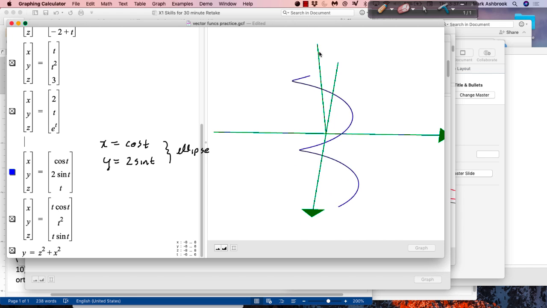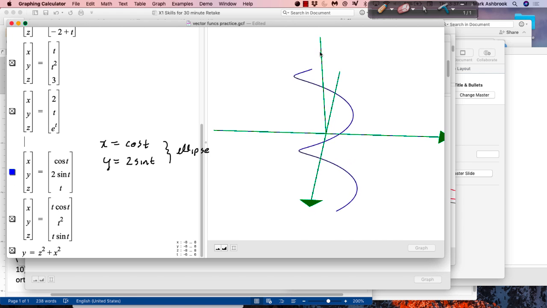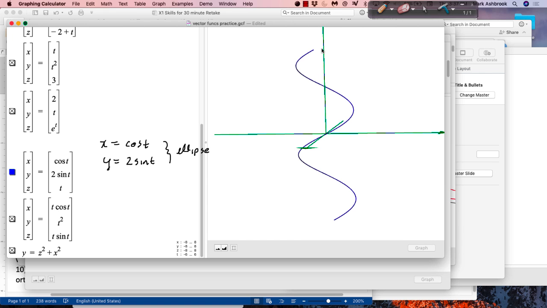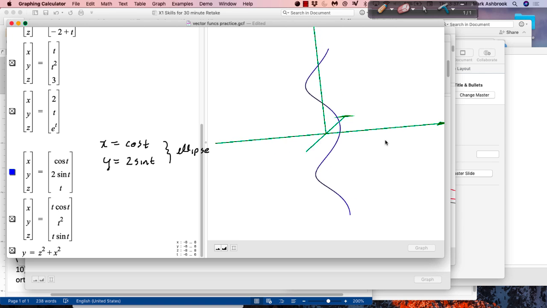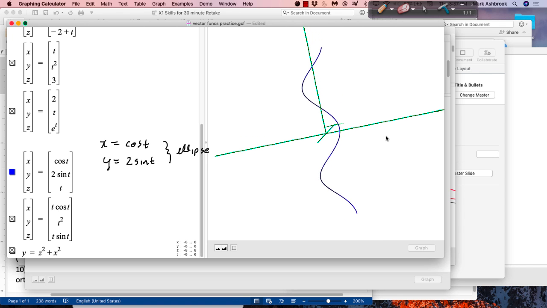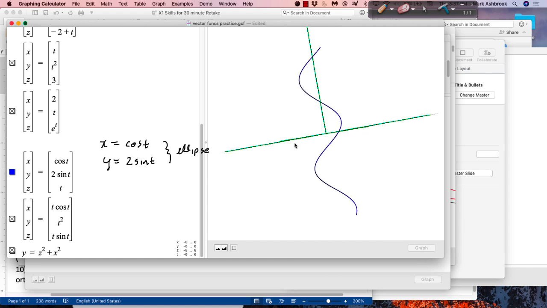Okay, what about x equals cosine t? Can I see that? X equals, and that was just cosine z, right? So if t is z, x equals cosine z. Look down the y-axis. Here's x equals cosine z. And then what about y equals sine 2z? Don't we have y equals sine 2z?